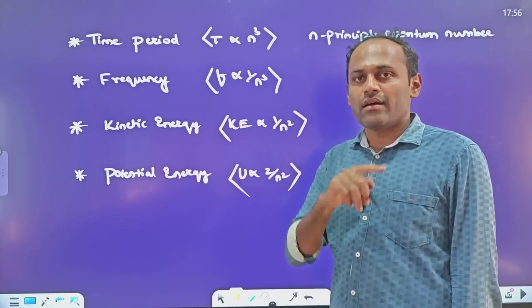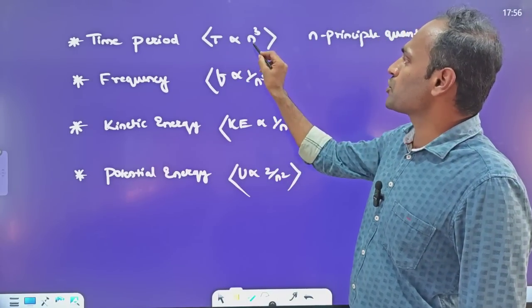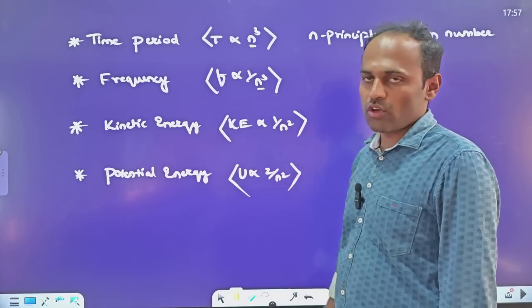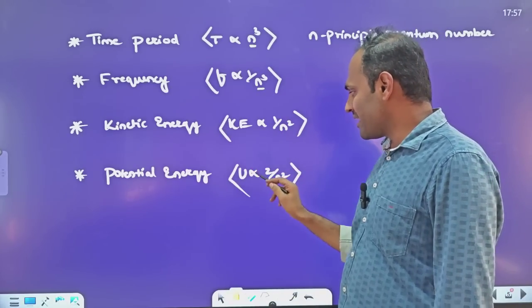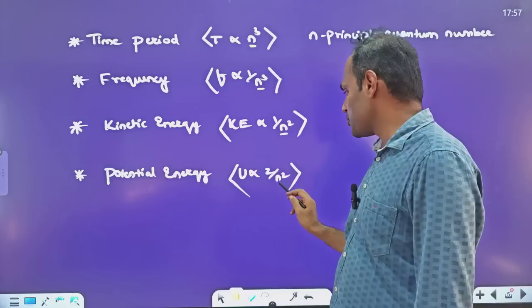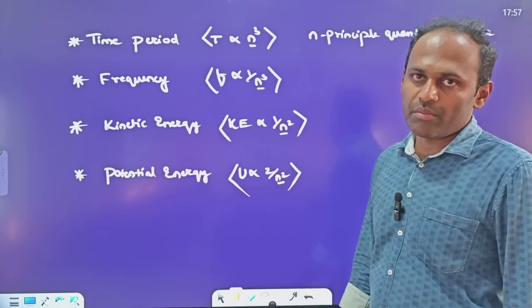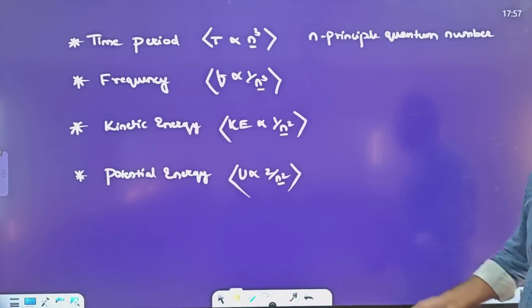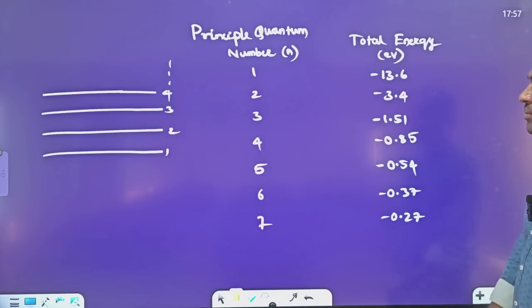The time period of the revolving electron is directly proportional to the cube of the principal quantum number. Frequency is inversely proportional to the cube of the principal quantum number. Kinetic energy and potential energy are both inversely proportional to the square of the principal quantum number, n square. n is the principal quantum number, the number of the orbit, right? Okay, so remember these relations.